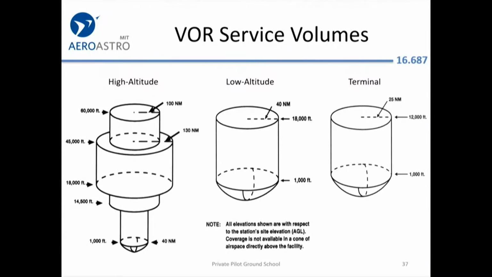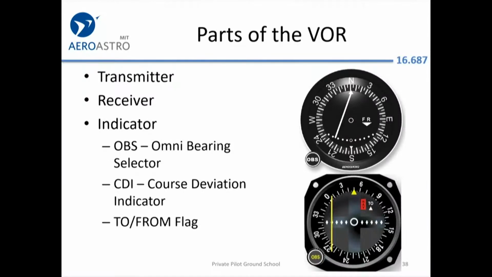Service volumes, there are these terminal VORs. I think a lot of them may be decommissioned or being decommissioned now. But the FAA has made various kinds of VORs. These high altitude ones will probably be the last to go, because with airliners, the certification costs of new avionics are so high that the last aircraft flying without a GPS will be some huge Boeing. It won't be a little Piper or Stearman or something.